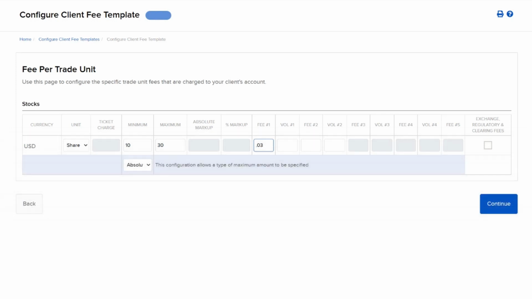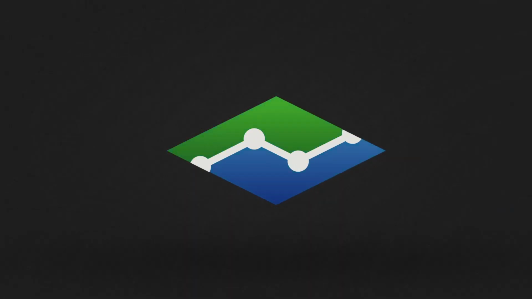For certain currencies such as the US dollar, maximum amount can be configured as a percentage of trade value instead of dollar amount by selecting percentage in the drop-down within the light blue field. As reviewed in this video, there are numerous methods for brokers to configure markups involving a fee per trade.